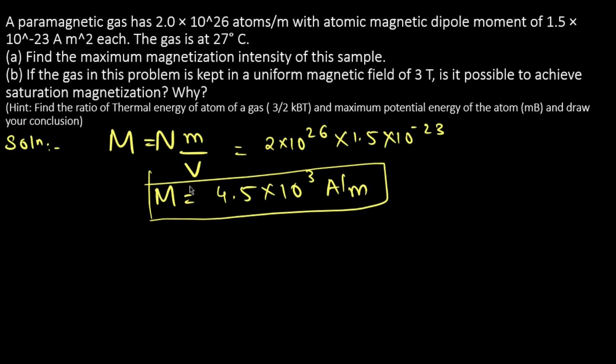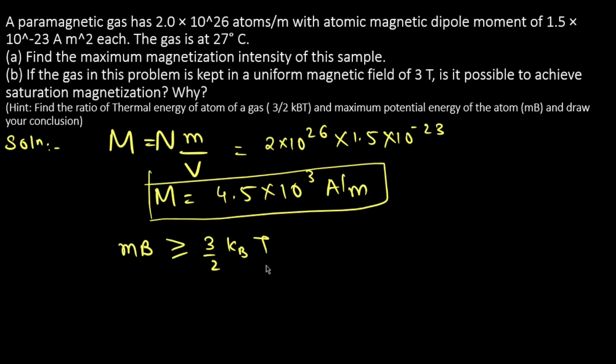Now in the second case, what they have asked us is, if the gas in this problem is kept in a uniform magnetic field of 3 Tesla, is it possible to achieve saturation magnetization? So the condition for saturation magnetization is that mB should be greater than or equal to 3 by 2 kT. Now if you don't know what these terms are, mB is the maximum energy provided by the magnetic field, and 3 by 2 kT is the thermal energy, or you can say the average thermal energy of these atoms.